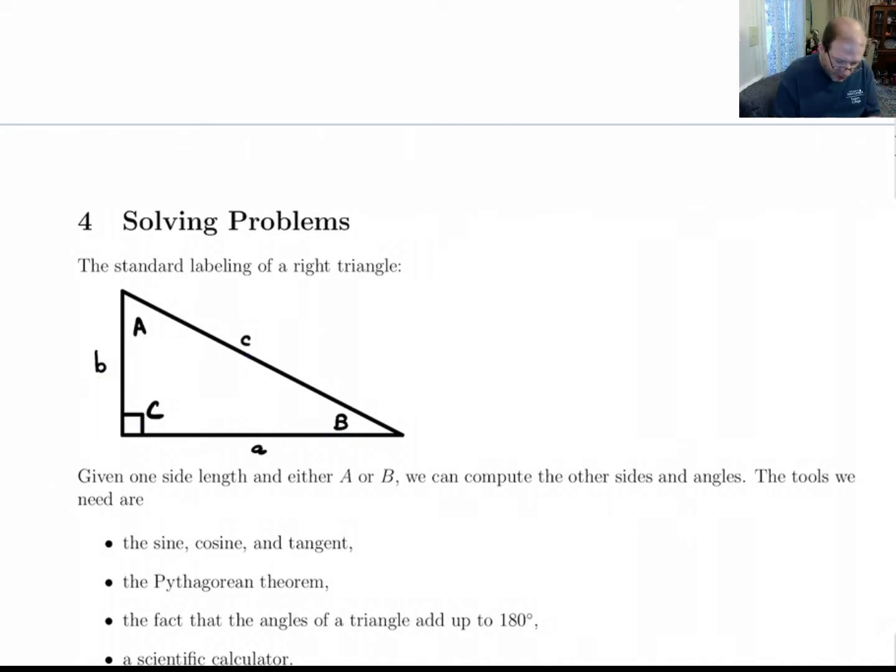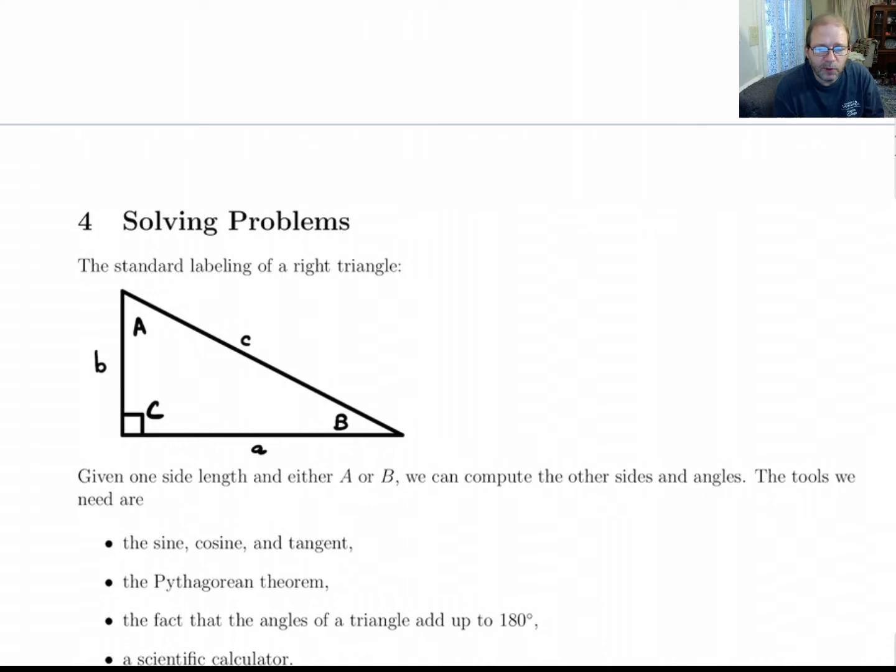So the cool thing is, if you've got a right triangle, if you're given one side length and either angle A or angle B, we can compute all the rest of the information about the triangle, the other sides and angles. Notice we're actually given three things because we're given one side length and we're given either A or B for an angle. But we also know that angle C, since it's a right triangle, is going to be 90 degrees. So that's three pieces of information.